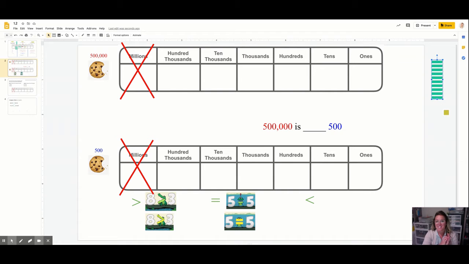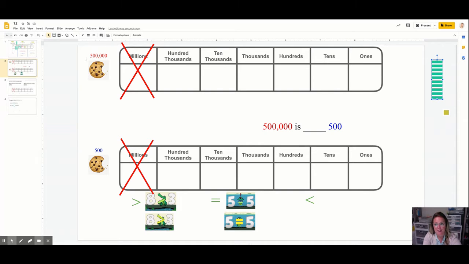Okay, mathematicians, I really hope that on the warm up you chose the 500,000 cookies because who wouldn't want more cookies? The reason I know that I chose 500,000 cookies, and that it is more or greater than 500, is because of a couple strategies that I use. The first one is our place value chart. This is super important to understand the value of 500,000 versus the value of 500. So let's take a look.